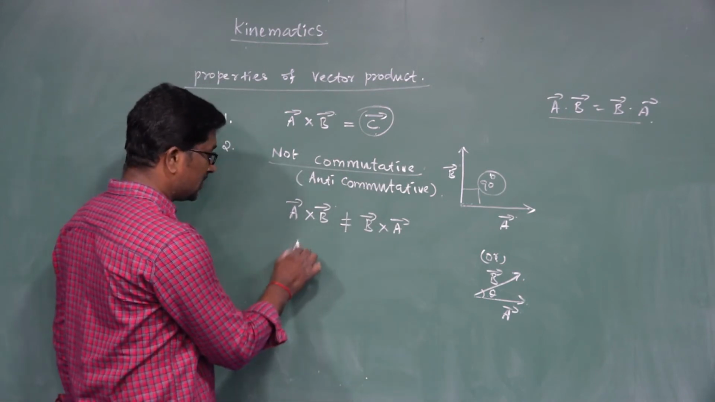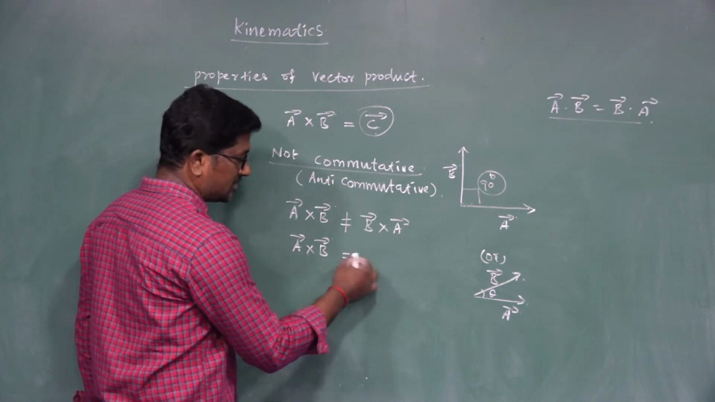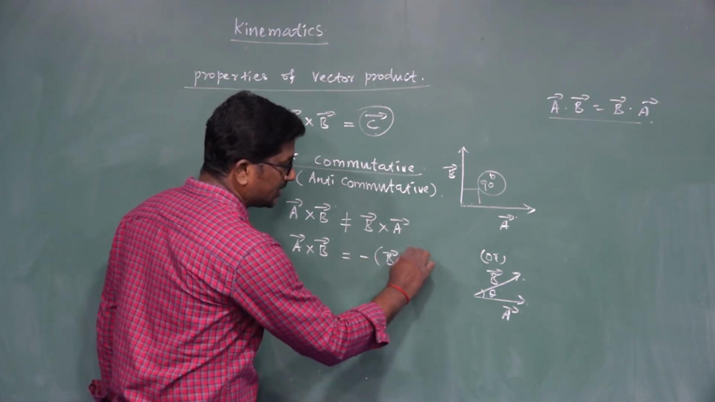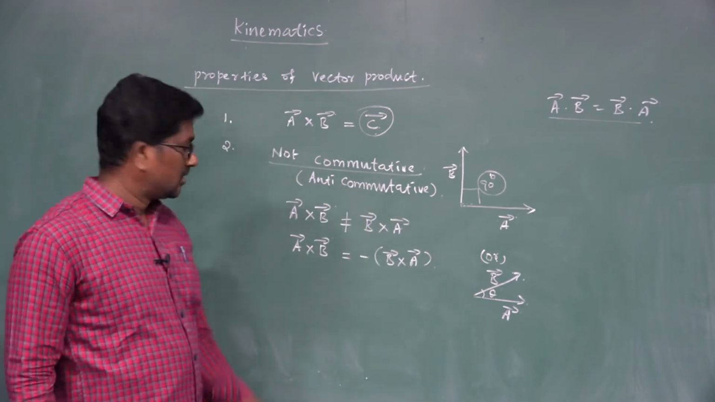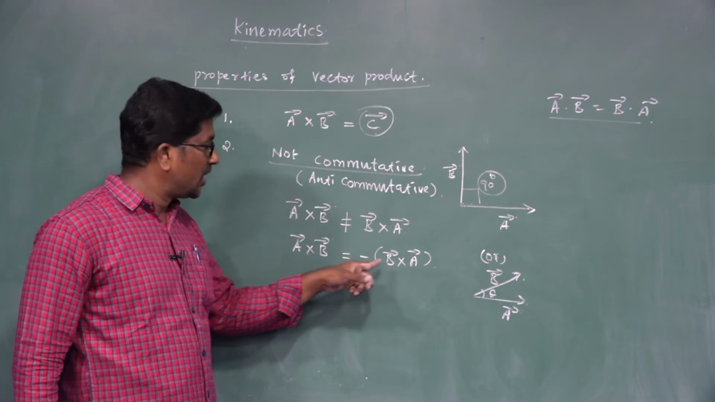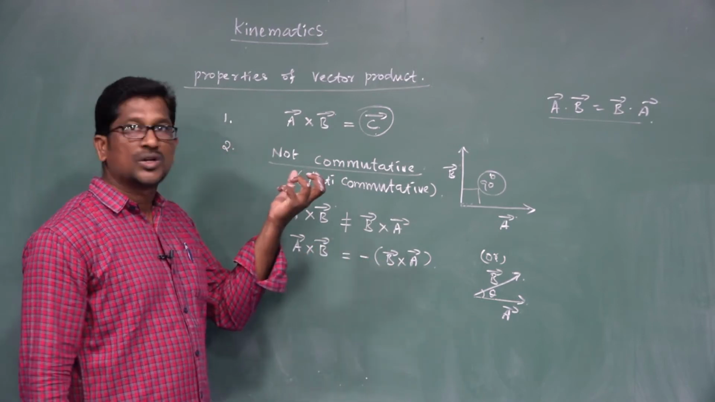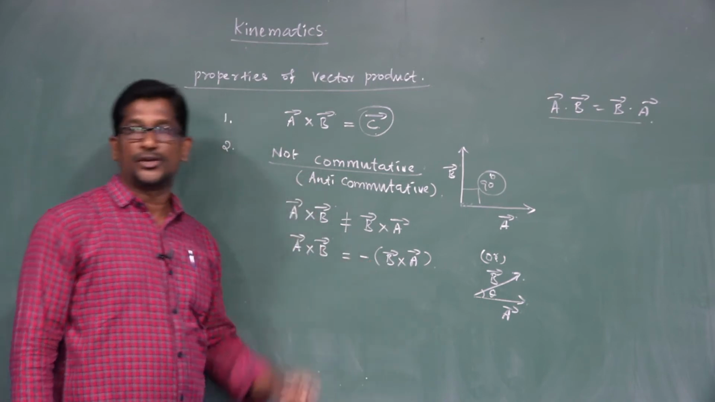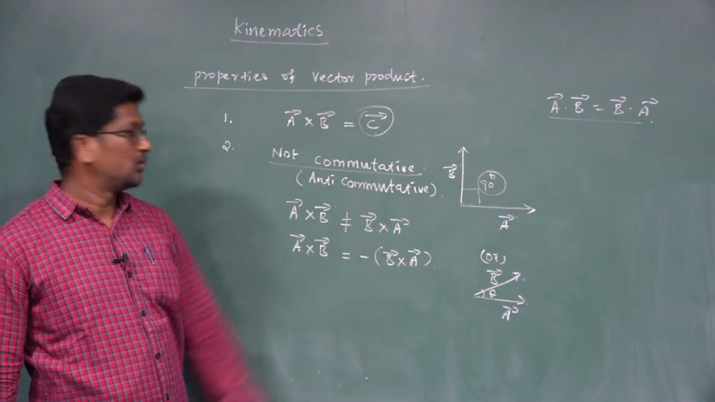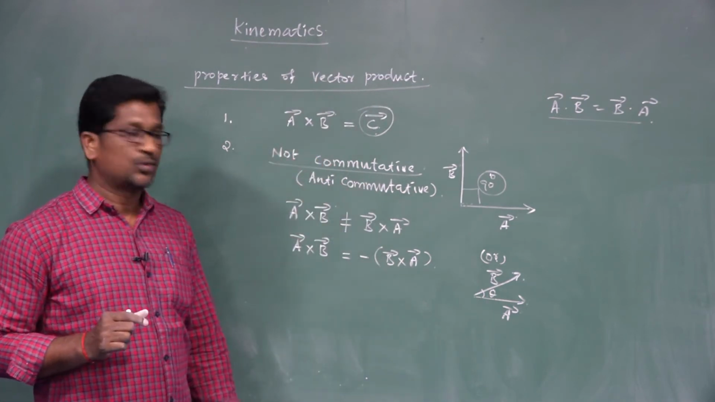Anti-commutative means A vector cross B vector is equal to minus of B vector cross A vector. So that is why the vector product of two vectors is anti-commutative, but the scalar product of two vectors is commutative. The vector product is not commutative, because it is anti-commutative.